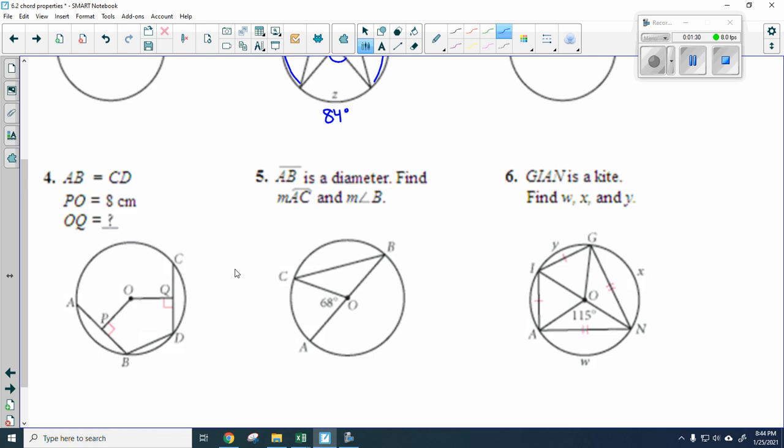Number 4, AB is equal to CD. So we know that we have congruent chords. PO is 8. We want OQ, but we learned that if you have chords that are congruent, they are equidistant from the center of the circle. So that's what those 8 centimeter measures are showing us, how far they are from the center. So OQ is 8 centimeters.